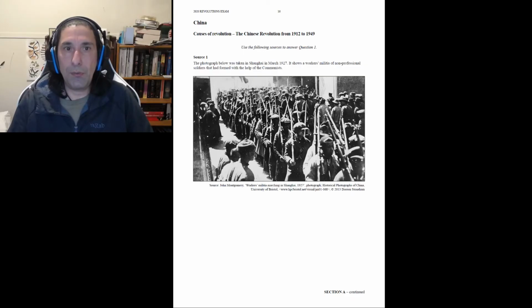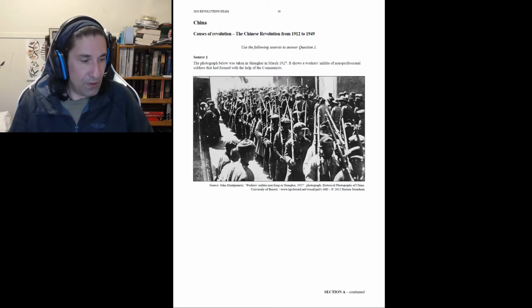Okay, so source 1 here is the photograph below was taken in Shanghai in March 1927. It shows a worker militia of non-professional soldiers that had formed with the help of the communists. So the time here, March 1927, there's the key date. So this is during the Northern Expedition.